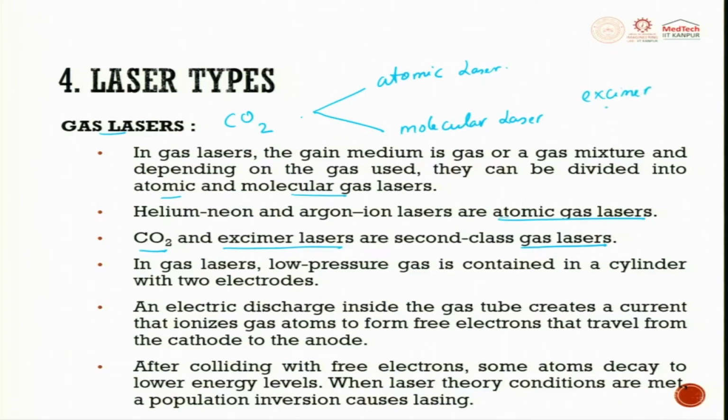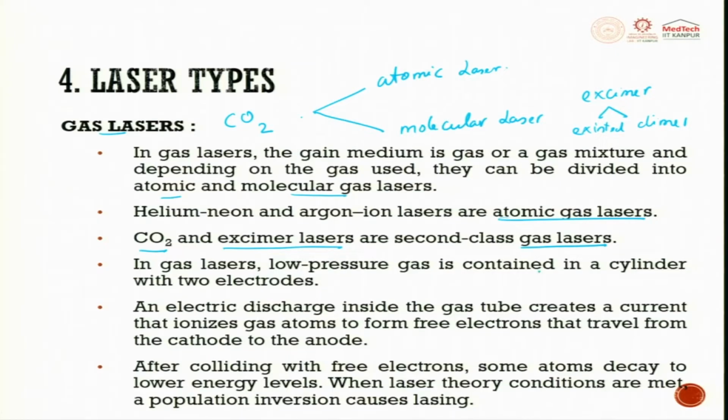Excimer is nothing but excited dimer. So with a dimer, krypton fluoride gas comes, it tries to activate, tries to take you to population inversion, and then you get the laser. So you have helium neon and argon ion lasers, and you have CO2 and excimer lasers for molecular lasers. In gaseous lasers, the power will generally be low.